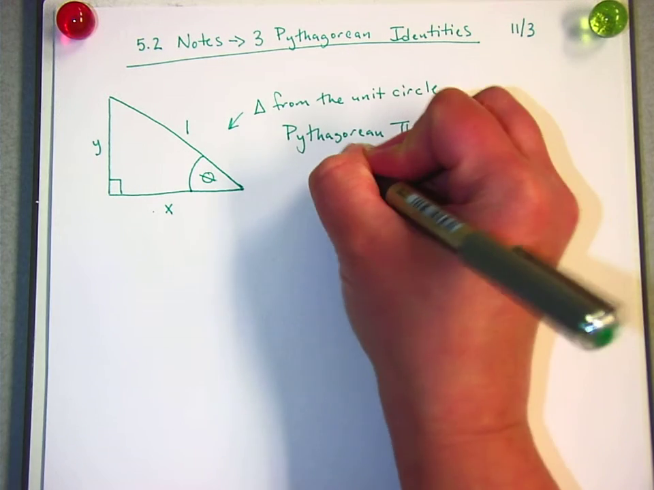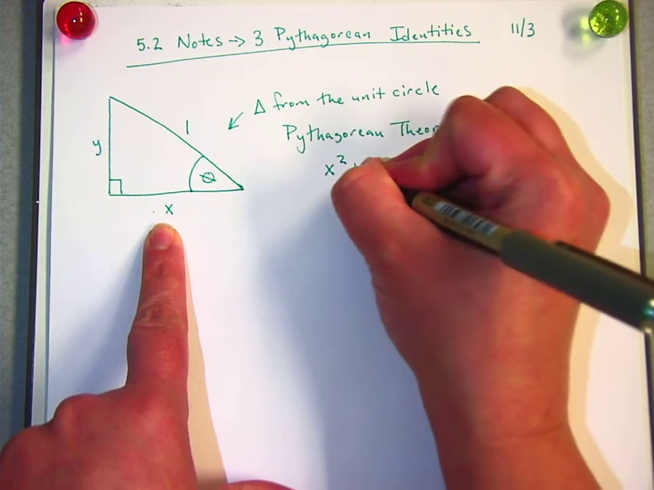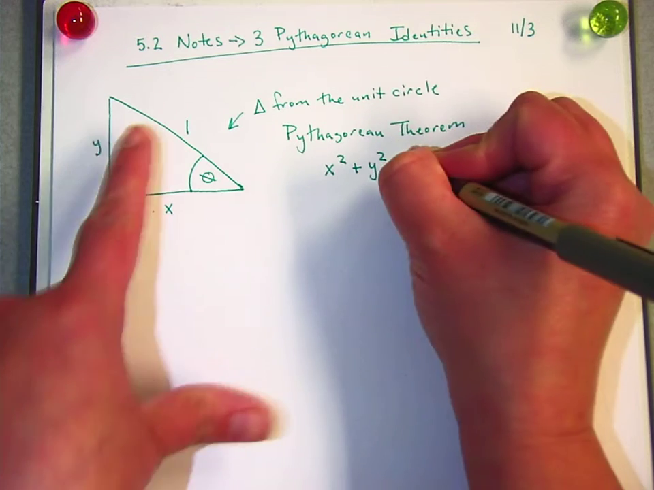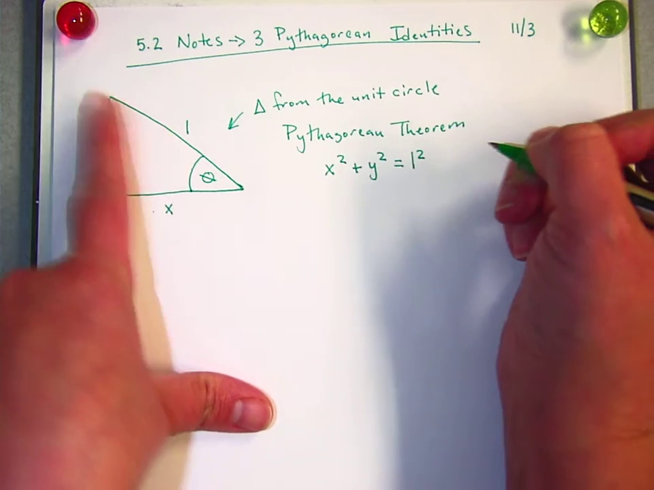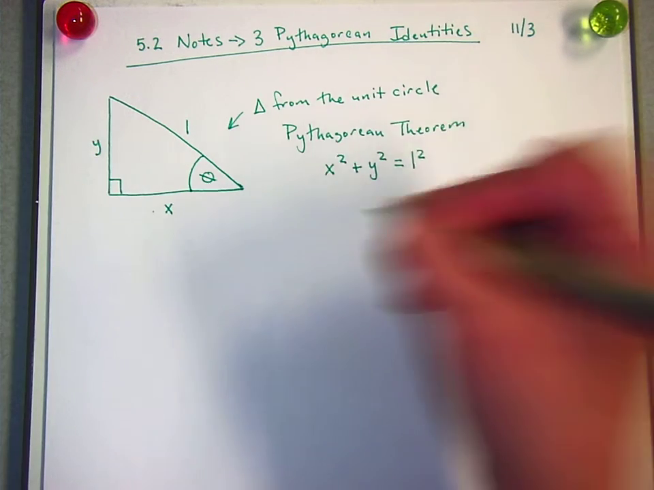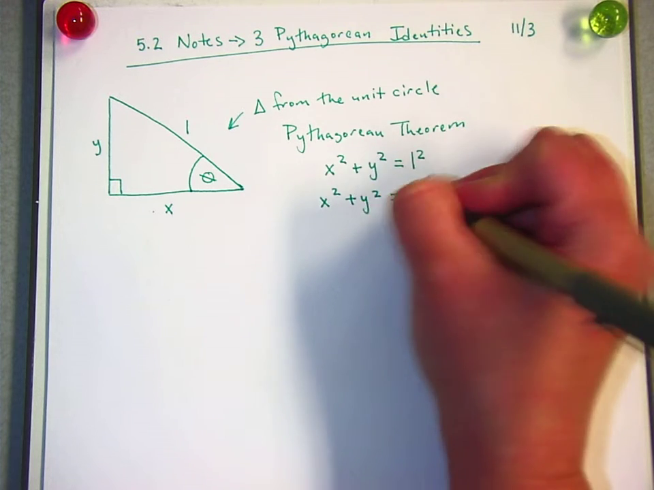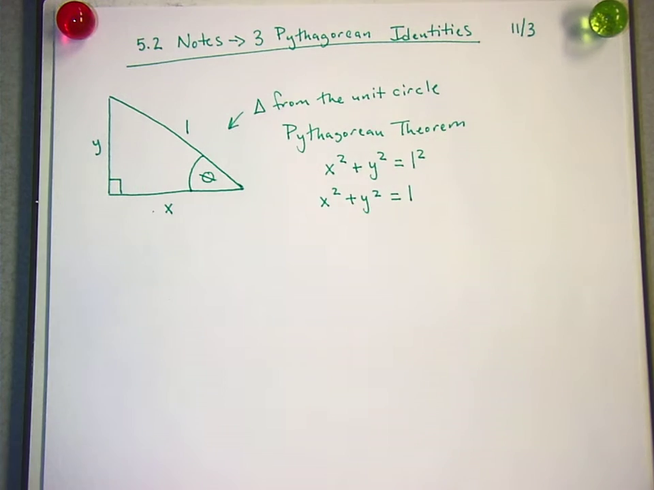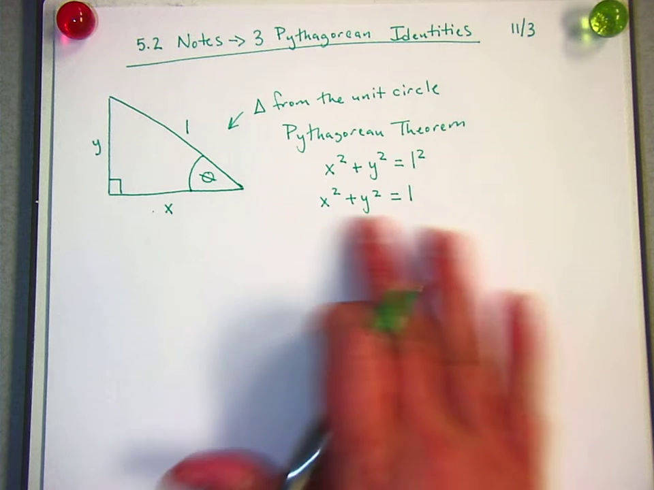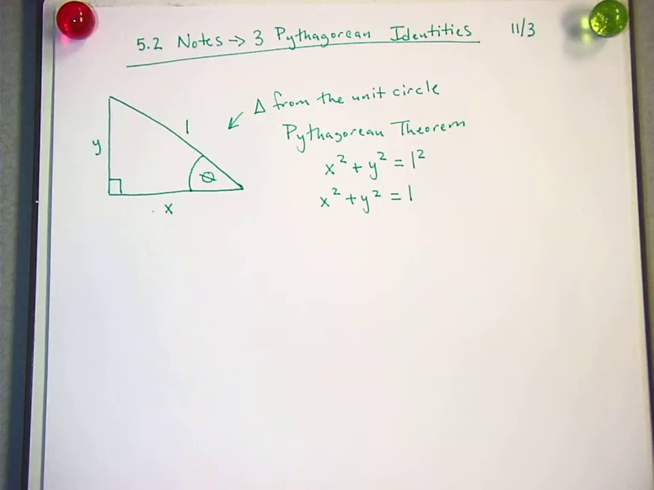I'd use x squared, this side, plus y squared, that side, equals 1 squared, right here, which is just 1. X squared plus y squared equals 1. This is the real basic Pythagorean identity, but we are going to change it in just a second. But for right now, I want you to write this out on your unit circle.